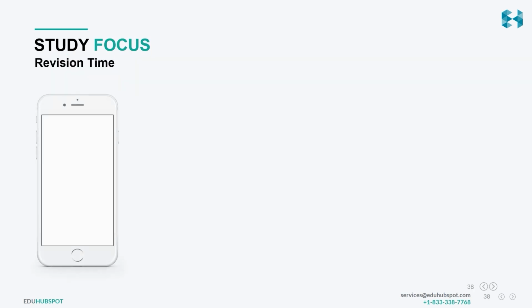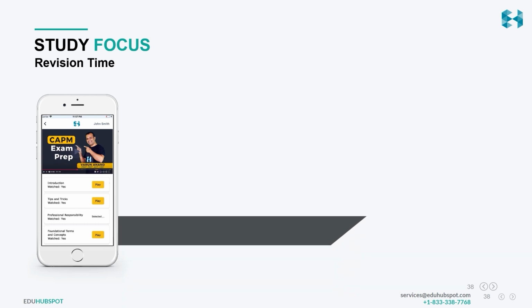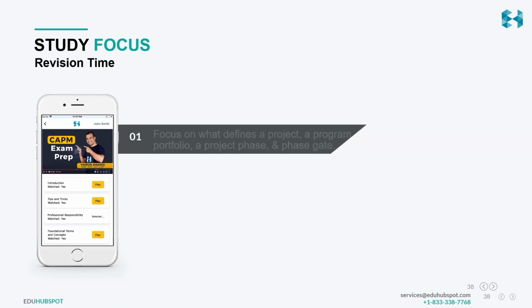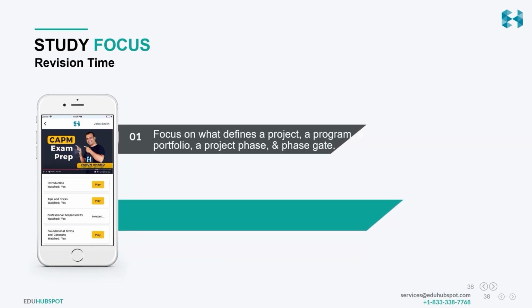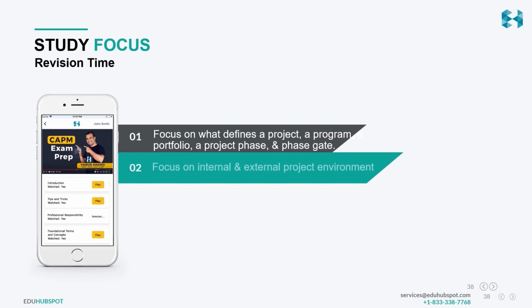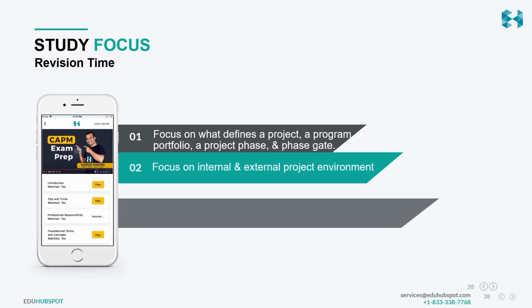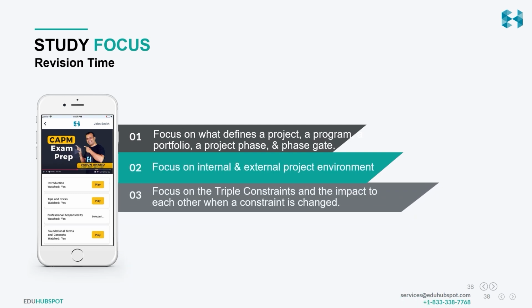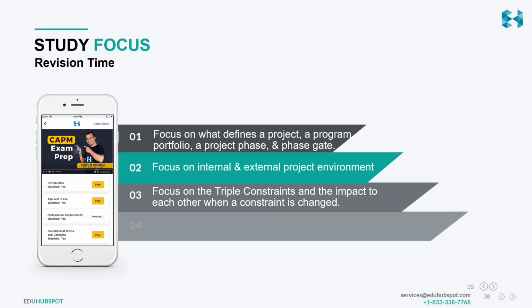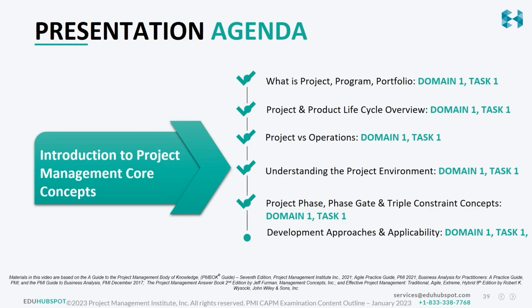So let's quickly do some revision. Focus on the difference between project, program and portfolio. Focus on the internal and external project environment. Don't forget to focus on the triple constraint triangle, and remember, I taught you about risks, issues, assumptions and constraints. In the next video, I will talk about the development approaches, very, very important, where I will show you what is predictive, agile, iterative, incremental. A very important video.